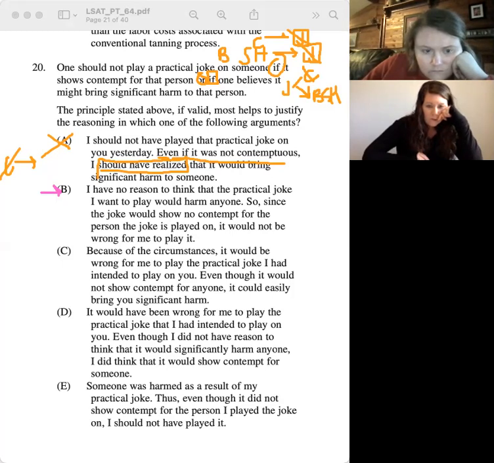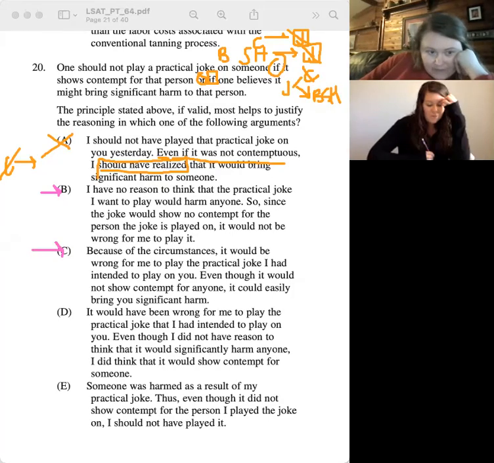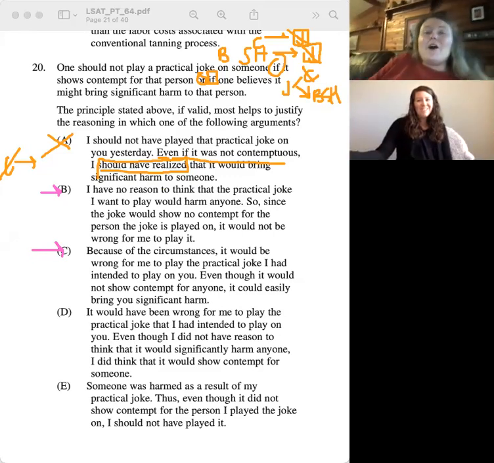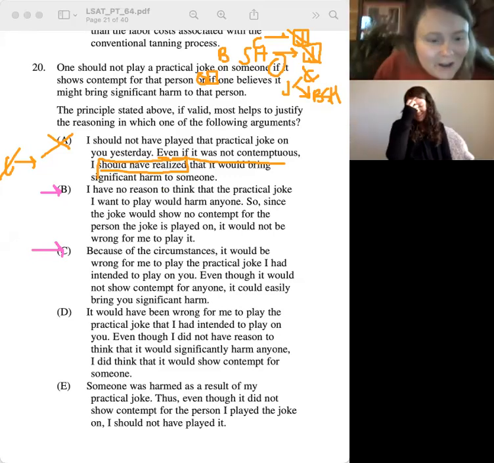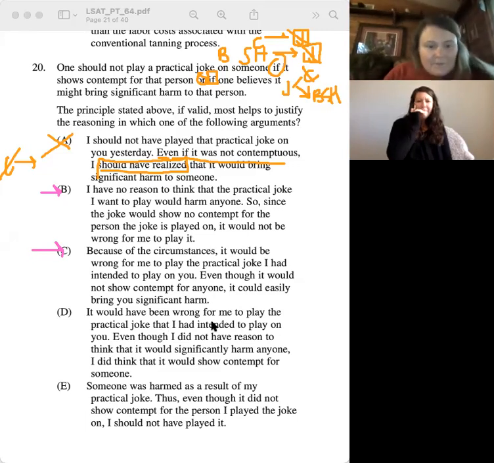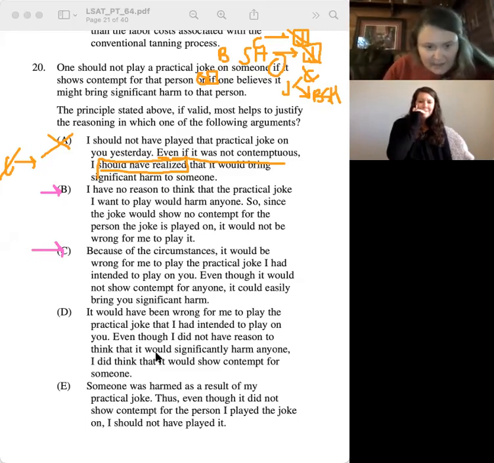Even though it would not show contempt for anyone, it could easily bring you significant harm. I don't think it's that one. It would show contempt. I don't think it's wrong. So D is wrong because it says it would have been wrong for me to play the practical joke that I intended to play on you, so we're saying it would be wrong.